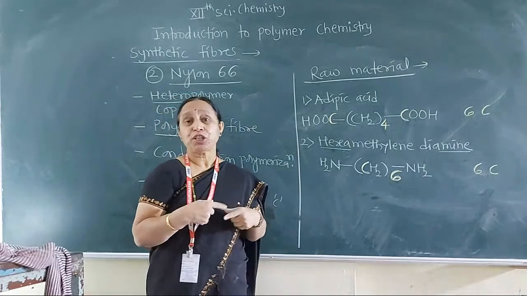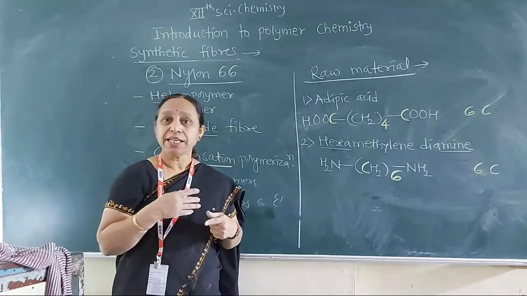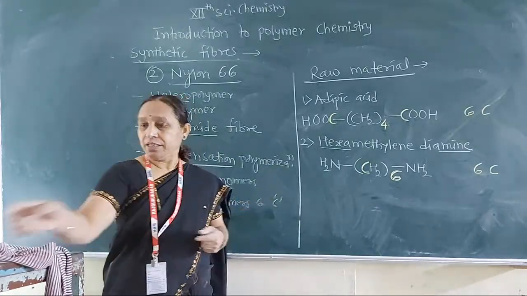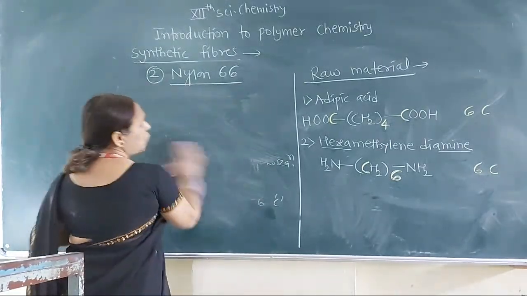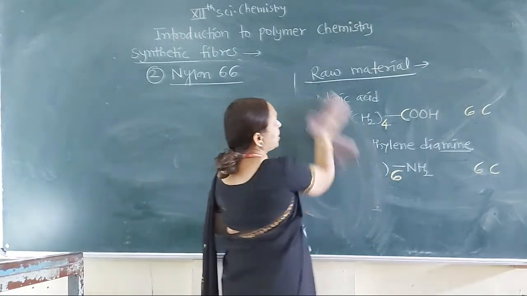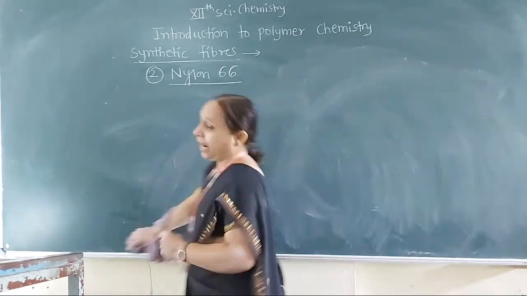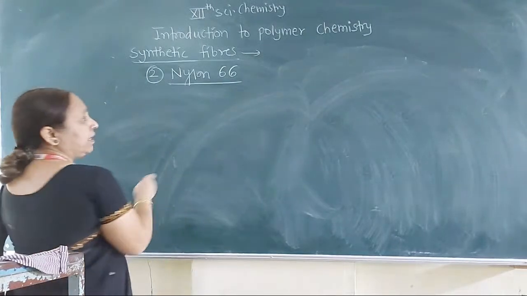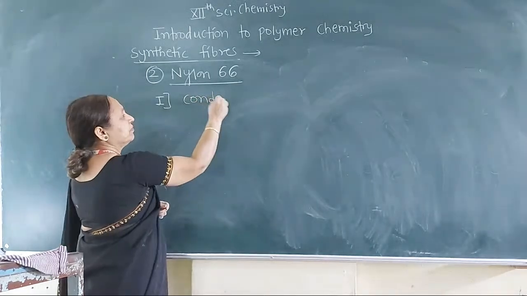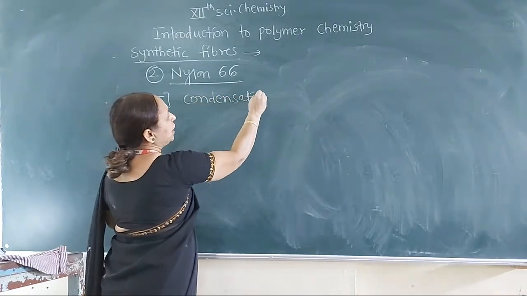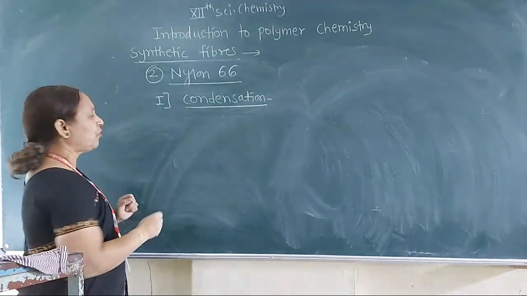Then how does the preparation of nylon 66 take place? This preparation is in 2 steps. Let us see how it takes place. In the first step, condensation of 2 monomers, adipic acid and hexamethylene diamine, takes place. So the first step is condensation. Joining of 2 molecules takes place.